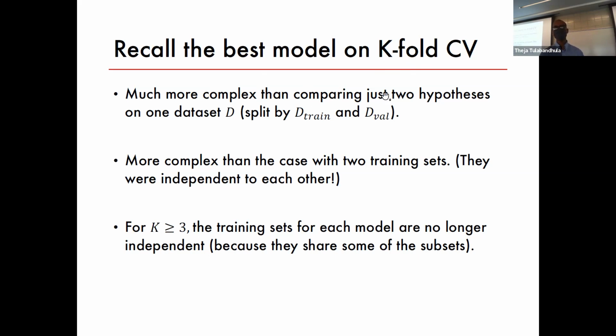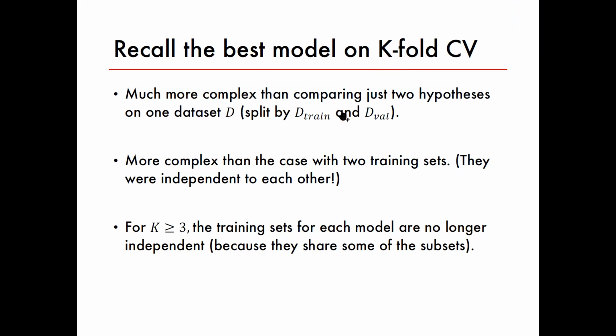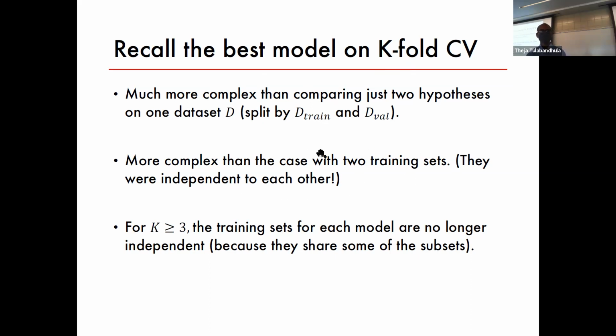But the con of k-fold is that it's much more complex to compare than just two hypotheses on a data set, which is what we relied on for holdout validation and the previous slide. In the previous slide, the two training sets were independent of each other. Whereas here, the models share common data. For example, in the k-fold cross-validation loop, model one can use folds 1, 2, 3, 4, and the other can use folds 2, 3, 4, and 5. Which means there is a data set common to both models, so they are not independent anymore. That makes the analysis and these tests hard.